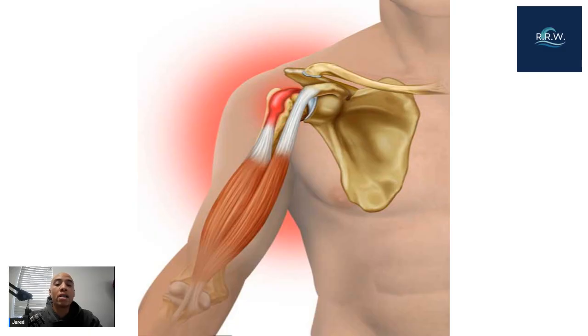And that's why a lot of the times when we're testing the integrity of this particular part of the bicep is we're going through tests like what's called a speeds test, where somebody or me, the clinician, would provide that resistance, but allowing you to go up overhead and doing it with the arm straight there. And we'll see, hey, okay, does that recreate your symptoms in the shoulder? Okay. And do that with your palm up.